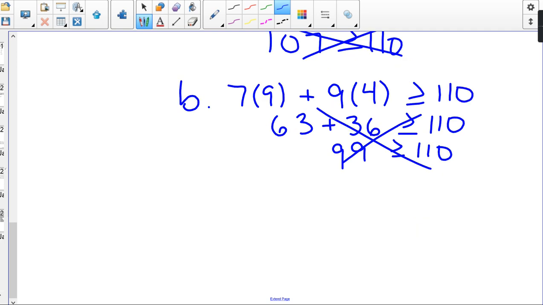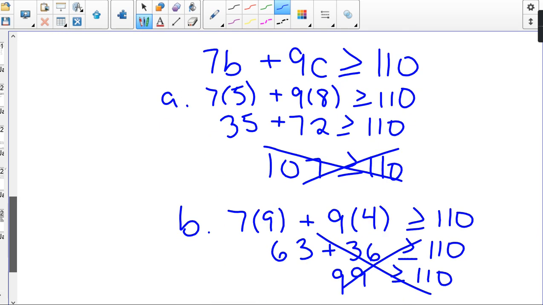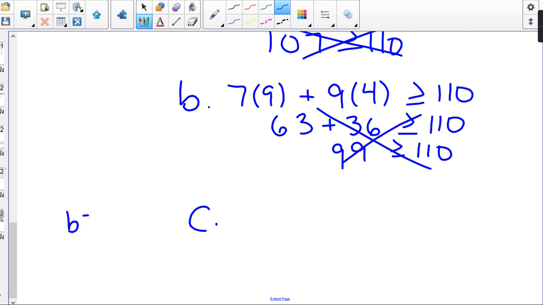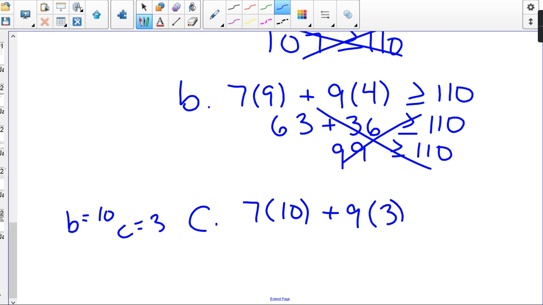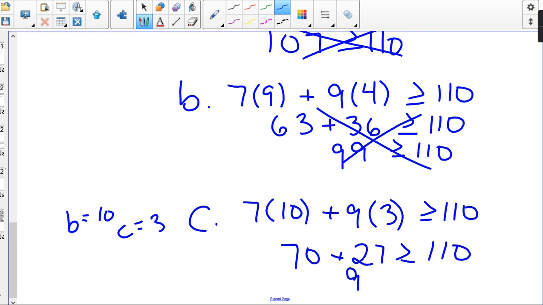Okay, what's choice C? For choice C, we have 10 hours babysitting, 3 hours clerical work. I'll just write it here. Babysitting 10 hours, clerical work 3 hours. So that's $7 times 10 hours plus $9 times 3 hours. We want it to be greater than or equal to 110. Try it yourself. Okay, it's 70 and 27, which is $97. Not enough money. Let's try choice D.